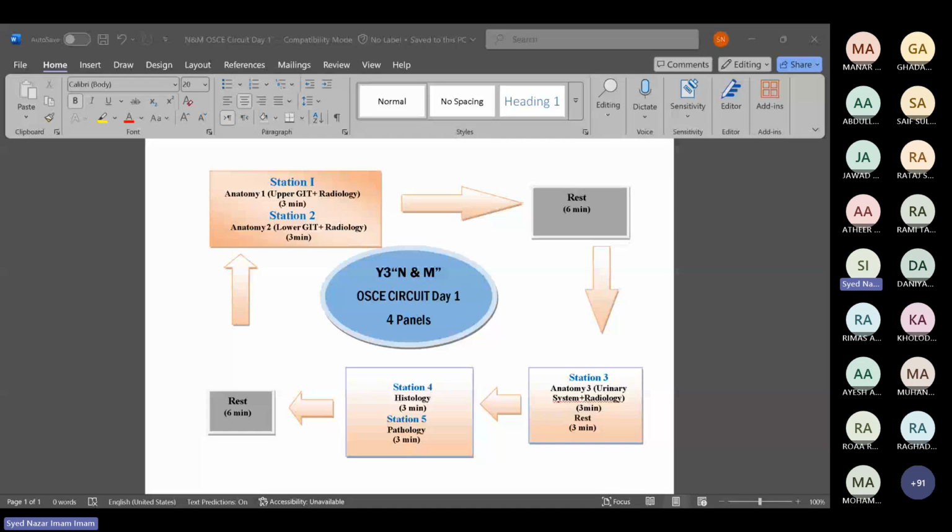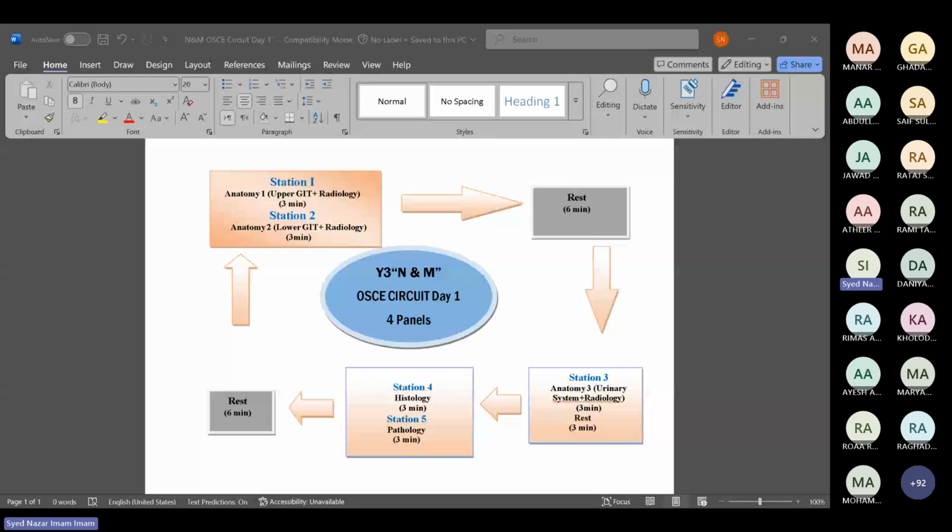According to the blueprint and the skill list you have, on day 1, we are going to have anatomy, histology, and pathology stations. So in total, we are going to have 5 stations: station 1, 2, 3, 4, and 5. Station 1 and 2 are anatomy 1 and anatomy 2. In station 1, you will have upper GIT and radiology, and it's going to be 3 minutes only. In the same room, you have station 2, the lower GIT and radiology, again 3 minutes.